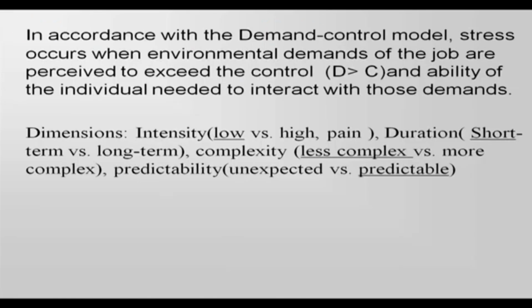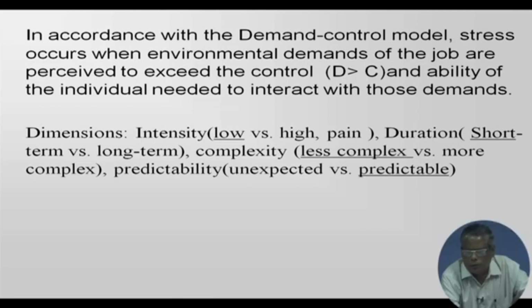And there is another theory which is called the demand control model of stress, and stress occurs in the individual when the environmental demands of the job are perceived to exceed the control and the ability of the individual needed to interact with those demands. That means, we have certain abilities, certain skills, and say for example, our job is demanding more skill and more abilities to perform. At that time, when our ability will not cope up to meet the environmental demands, we will experience stress.